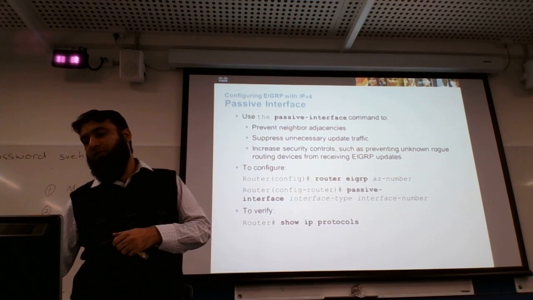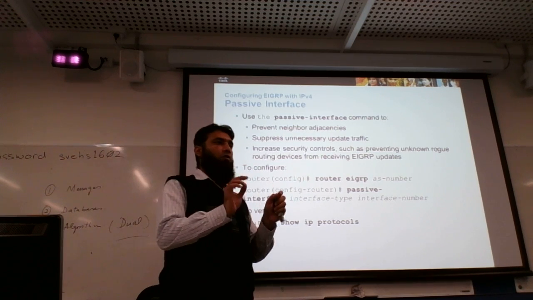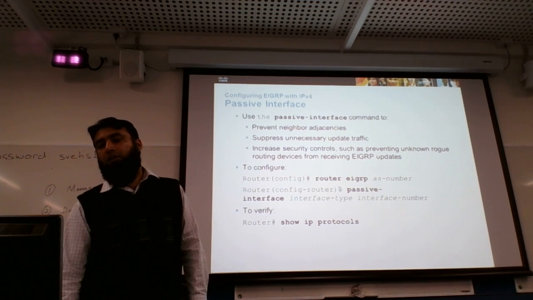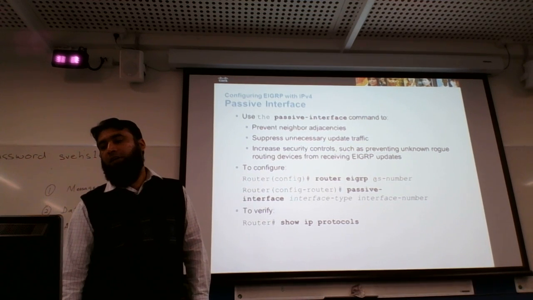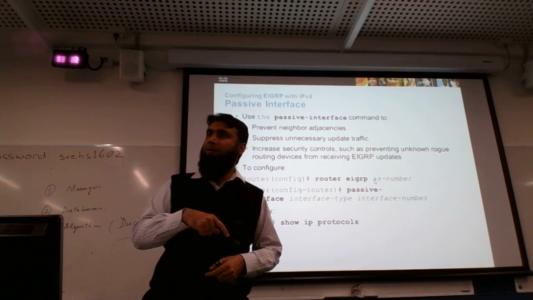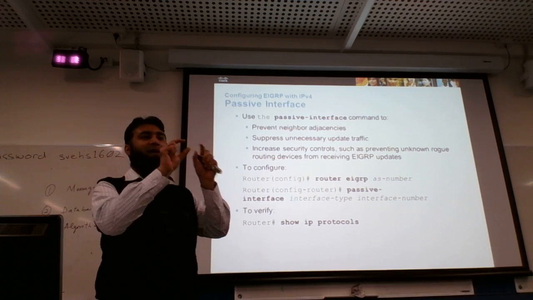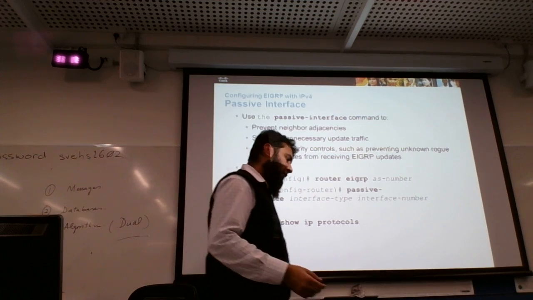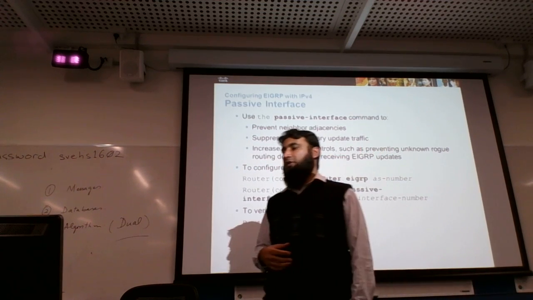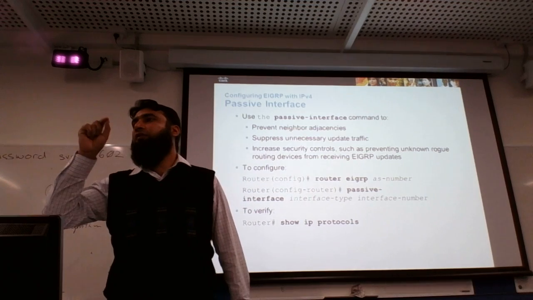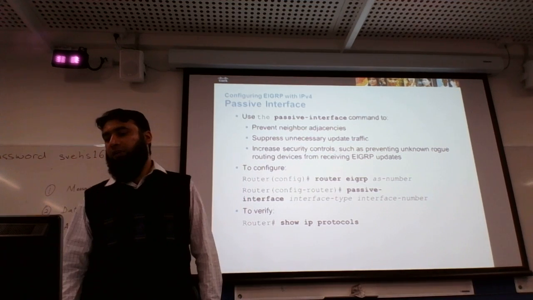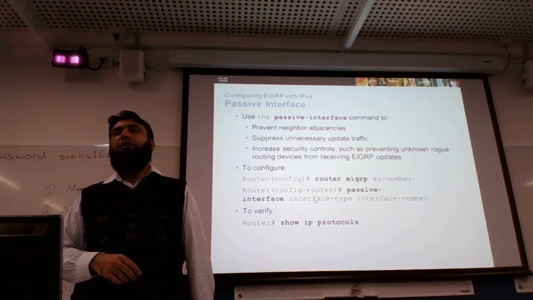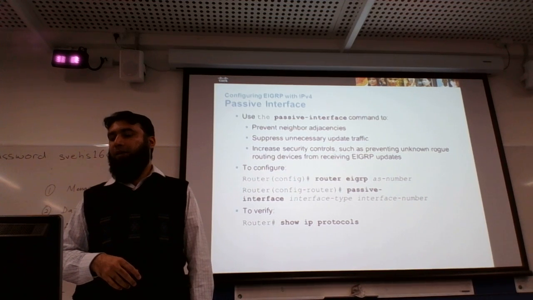And how is the passive interface command given? As you can see on the slide: router EIGRP autonomous system number, and then after that passive interface. In our cases, especially in the lab environment, in most cases it will be our gig 0/0 interface or gig 0/1 interface. So after passive interface, put that interface type and number.